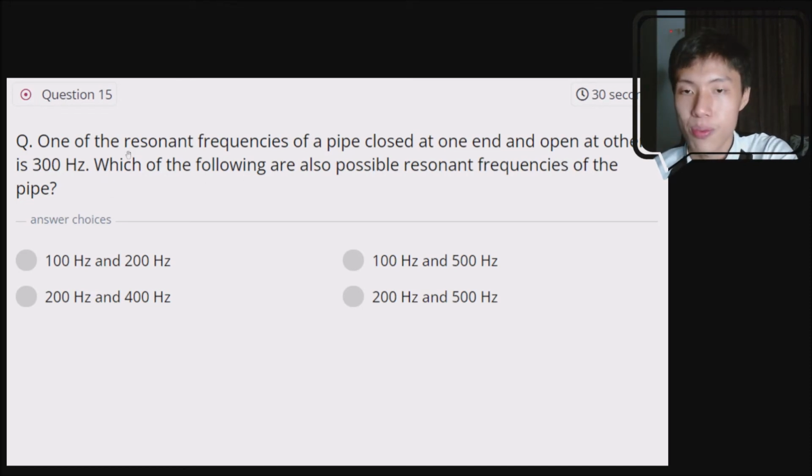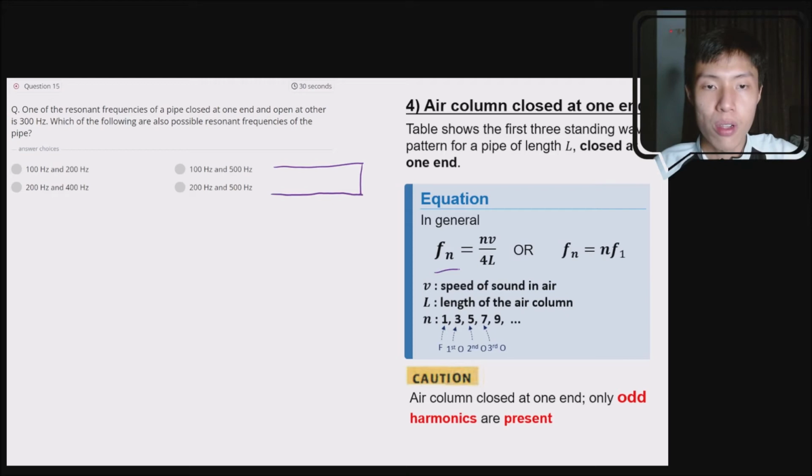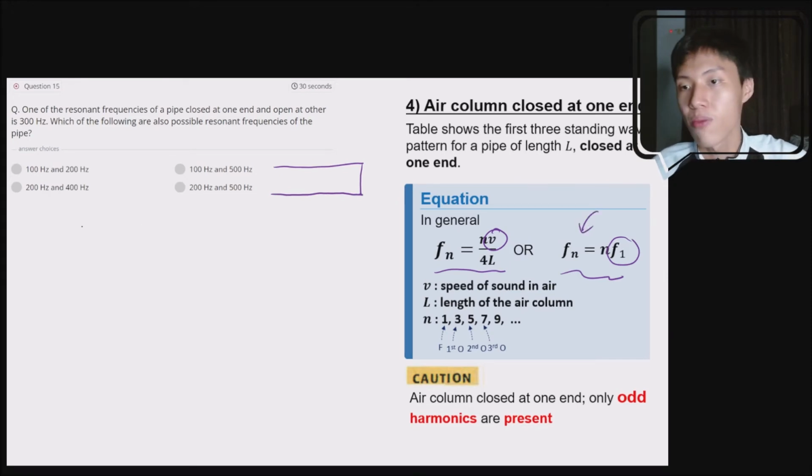Okay, so you know that if it's closed at one end and open at another end, then this will be the air column that is closed at one end. If you want to draw it as a diagram, this diagram here will look like this, open at one end, closed at one end. Okay, so these are the formulas for the frequency. If you want to express it in terms of wave speed, you can use this formula. If you want to express it in terms of the fundamental frequency, you can use this formula. For now, we are going to use this formula over here. Fn equals n f1.